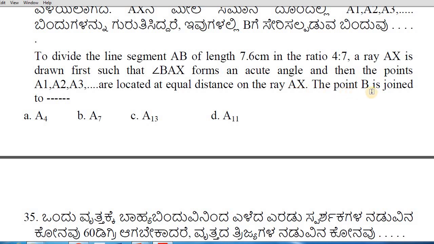The point B is joined to dash. As you make the acute angle, how many arcs do you have to cut on the line AX? You have to cut the sum of the given ratio. Here the given ratio is 4:7. Add 4 to 7, so we'll get 11. So A11 we have to join to B.